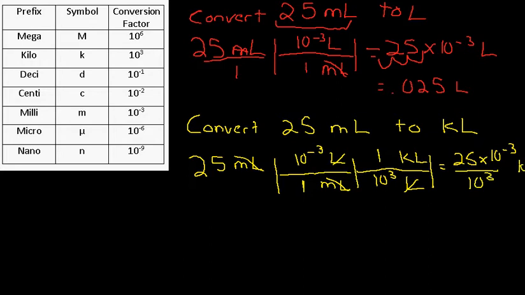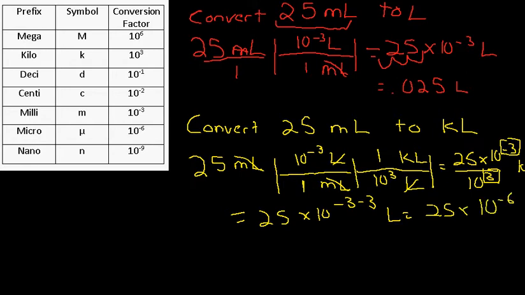Well, when I have the same base here, what you can do is subtract the exponent. So I'm going to take this negative 3 here and subtract 3 in order to simplify the expression. So this is then going to equal 25 times 10 to the negative 3 minus 3, or 25 times 10 to the negative 6 kiloliters. This should be kiloliters.